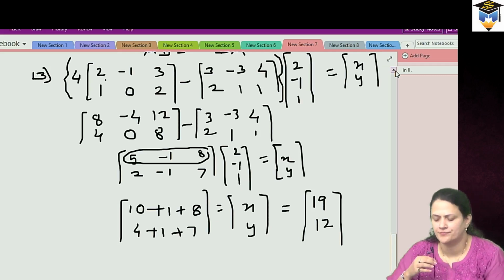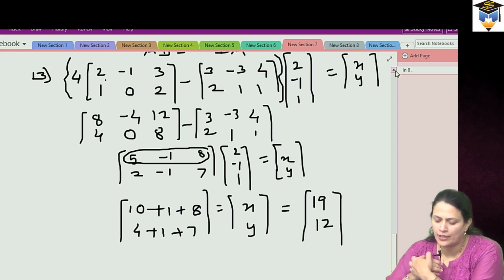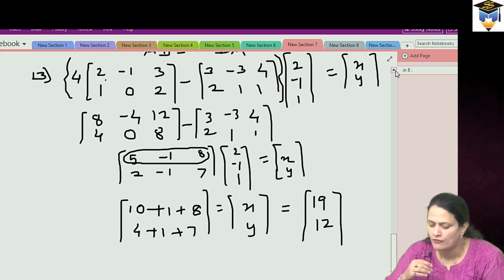Easy? Okay, Jay and Ram are two friends. 15th one. I am reading the 15th question. Jay and Ram are two friends. Jay wants to buy 4 pens and 8 notebooks. Ram wants to buy 5 pens and 12 notebooks. The price of 1 pen and 1 notebook was rupees 6 and rupees 10 respectively. Using matrix multiplication, find the amount each of them requires for buying the pens and notebooks.